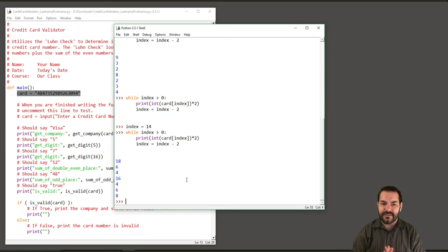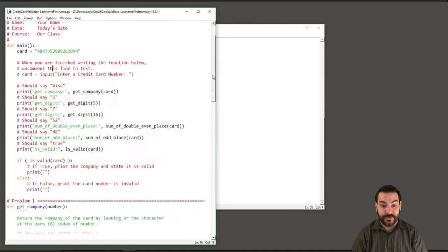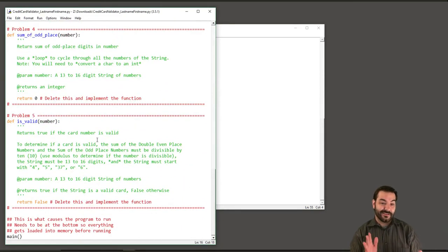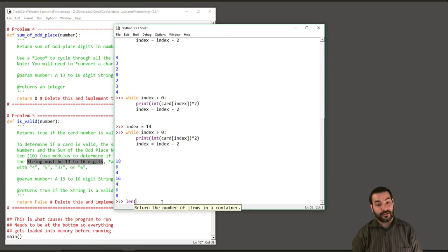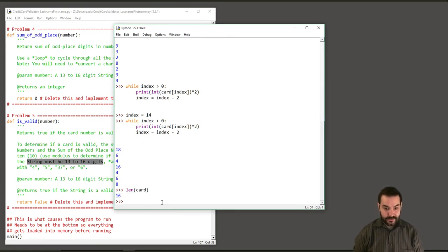So, alright, it doesn't seem like that daunting of a task. One other little note, since we do have to go through it, if we go all the way down to is valid card, notice people always seem to forget this portion right here. String must be 13 to 16 digits. How can I find that out? Well, I know card, and we've talked about len before. Len card. That's how I find that 16. So suddenly all these little pieces that we've worked on in the past can start to come together.